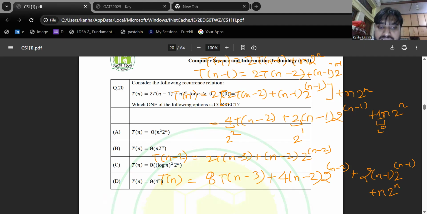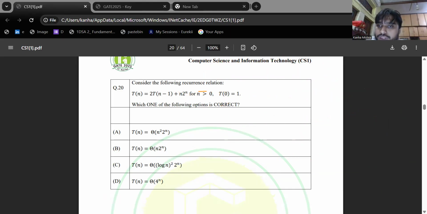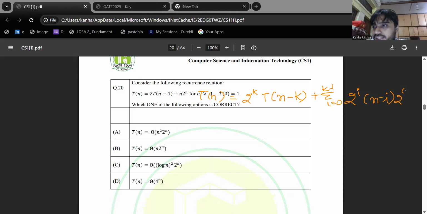If you see, there is a slight pattern here. If I try to generalize it, we just erase everything I wrote on the screen. So T(n) is coming out to be 2^k T(n-k) plus the summation from i equals 0 to k-1 of 2^i times (n-i) times 2^(n-i). This is what the generic terms are coming up as.